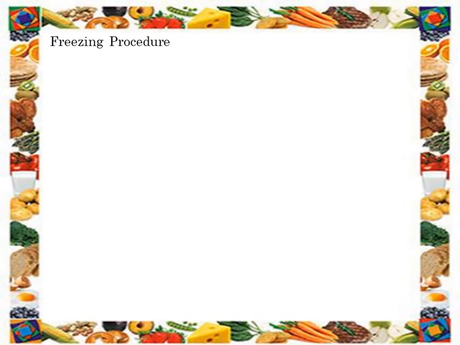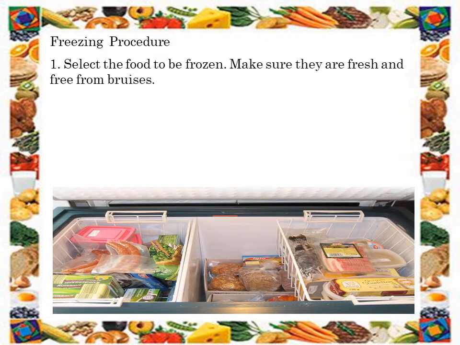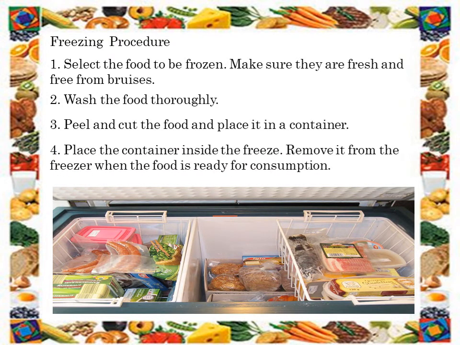These are the procedures for freezing. Number 1. Select the food to be frozen. Make sure they are fresh and free from bruises. 2. Wash the food thoroughly. 3. Peel and cut the food and place it in a container. 4. Place the container inside the freezer. Remove it from the freezer when the food is ready for consumption.